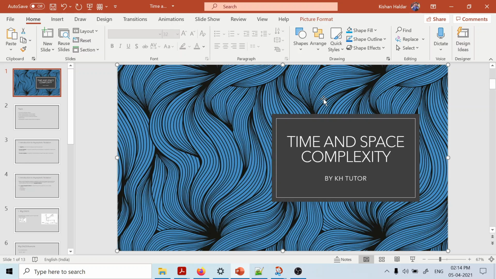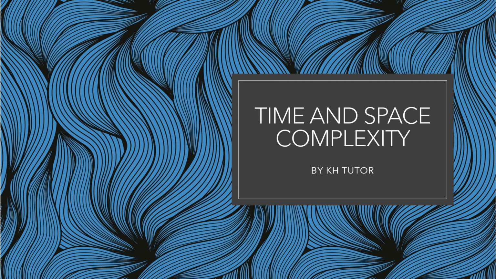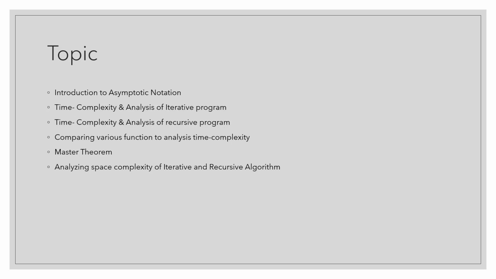And in algorithm, we see many topics. First topic is time and space complexity. In time and space complexity, we cover these topics. First topic is introduction to asymptotic notation. Second topic is time complexity analysis of iterative program. Third, time complexity analysis of recursive program, comparing various functions to analyze time complexity. And fifth one is master theorem. And sixth, analyzing space complexity of iterative and recursive algorithm.